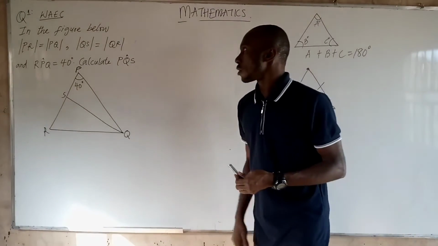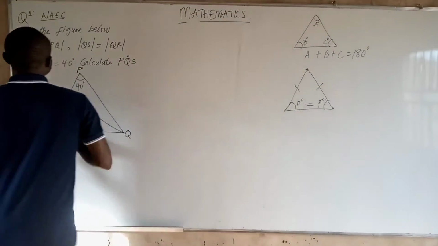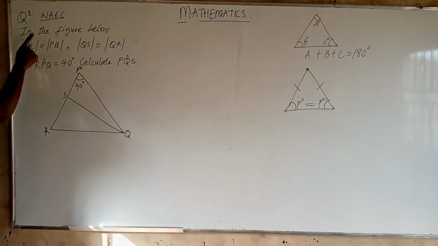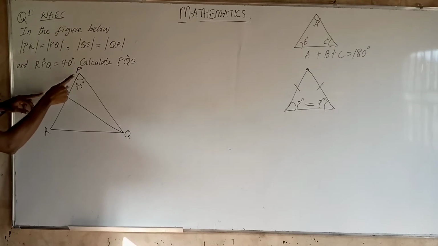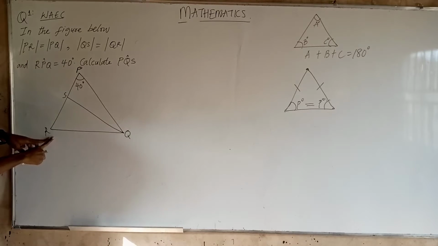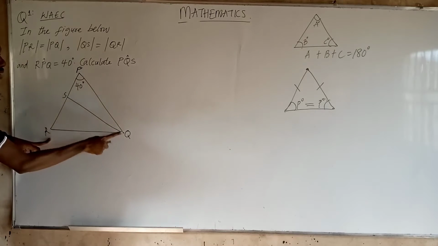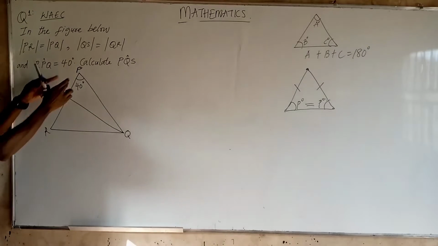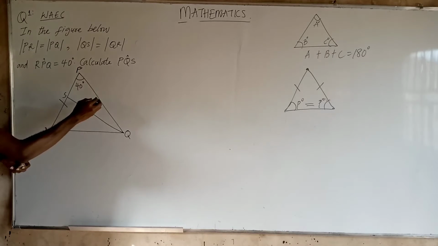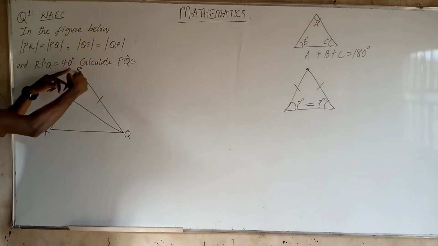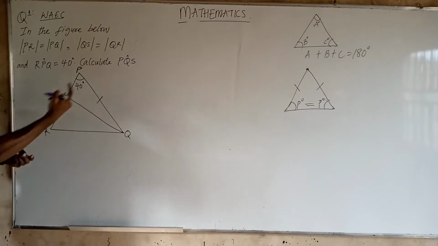So let us go to the problem. We have that in the figure below, PR is equal to PQ. That is, the length from P to R is equal to the length from P to Q. So that makes these two lengths equal, and because of that, I can tag it like this. This is just an isosceles triangle, just like we discussed.